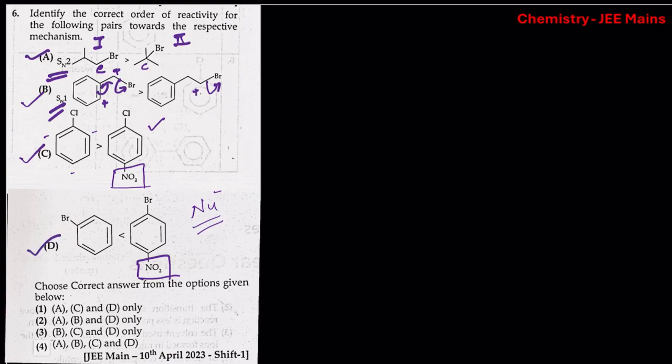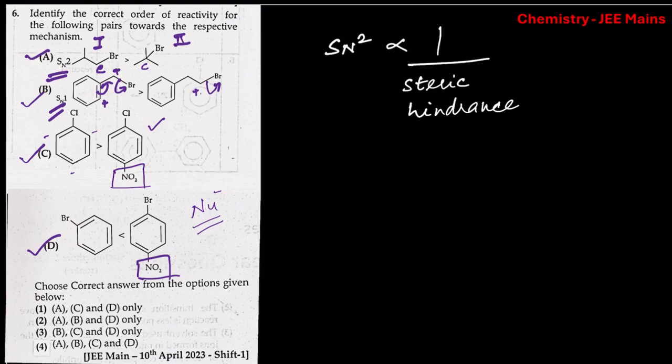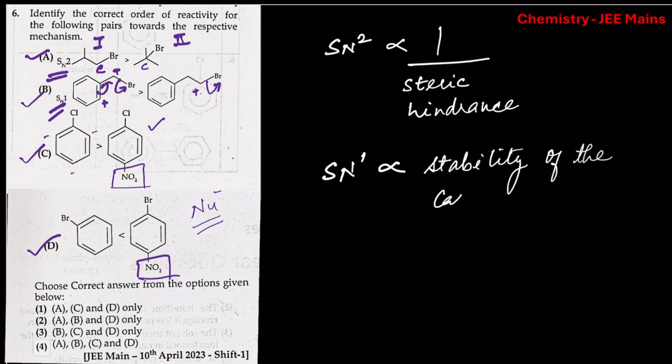Now for SN1 and SN2 we can also write, for the SN2 reaction the reactivity is inversely proportional to steric hindrance, and for the SN1 reaction the reactivity is directly proportional to the stability of the carbocation.